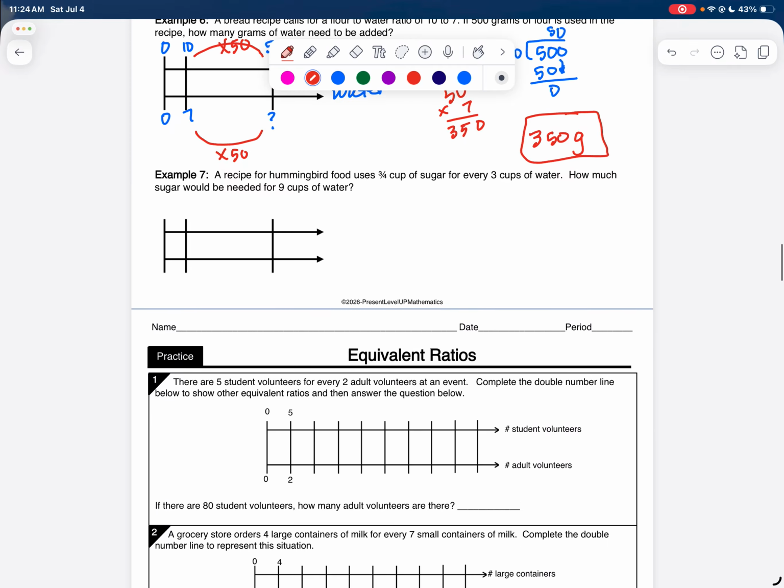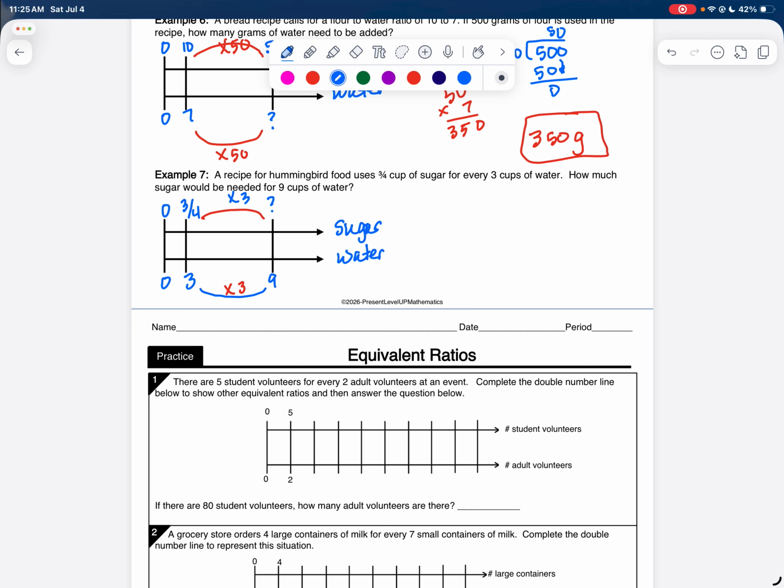All right, example 7. A recipe for a hummingbird food uses 3/4 cup of sugar for every 3 cups of water. How much sugar would be needed for 9 cups of water? So in this problem, we're comparing the amount of sugar to the amount of water. We know this is 0, 0. And it says we need 3/4 of a cup for every 3 cups of water. And we want to know how much sugar would be needed for 9 cups of water. So we must figure out what we're scaling by. All right, so hopefully you can see that we're scaling by 3.